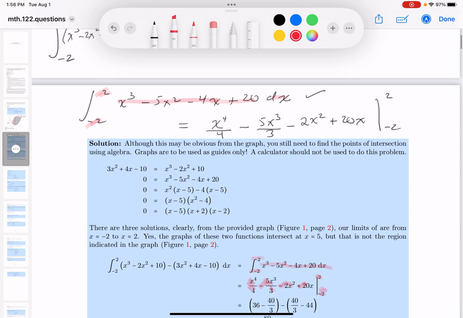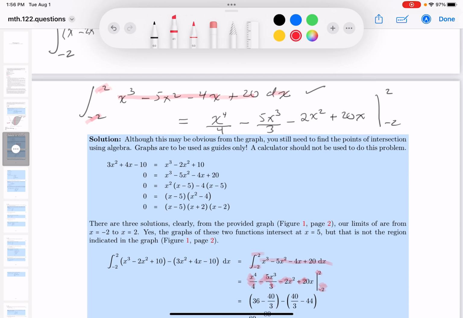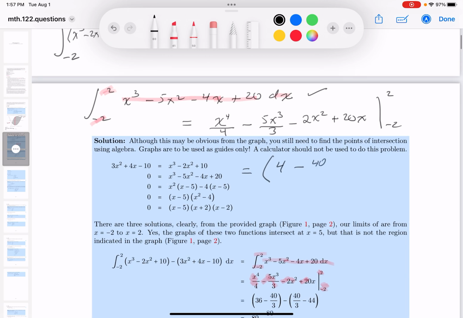Next milestone, can I do the arithmetic? Let's put it down. Whoops. Upper limit, we're doing 2. So you get 2 to the 4th power. 2 times 2 is 4, 8, 16. 16 divided by 4 is 4. Minus, well, I'm doing the upper limit too. 2 cubed is 8. That's minus 40 thirds. Minus, well, 2 squared is 4, and 2 times 4 is 8. And then you get 40. We'll do that later. Let's go to the lower limit.